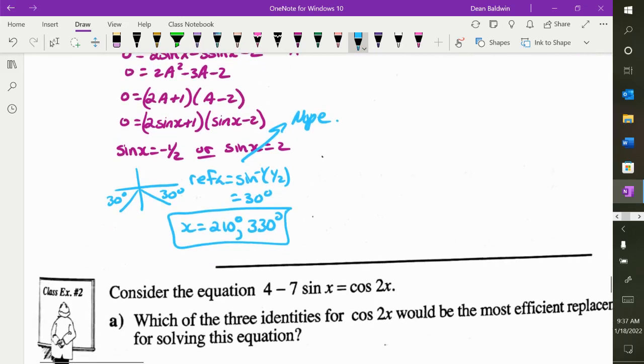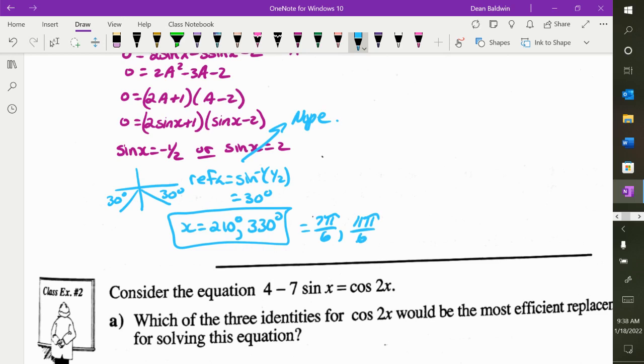Yeah. Well, they're on the board. How do you convert to rads? You can look at the chart, so let's do the chart method first. What is 210? How many 30-degree angles go into 210? 7, and 30 is pi over 6. 7 pi over 6, and 330 is 11 pi over 6.